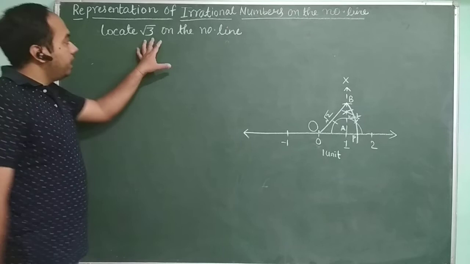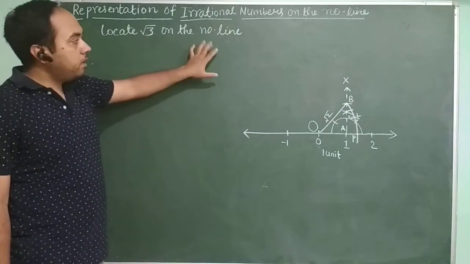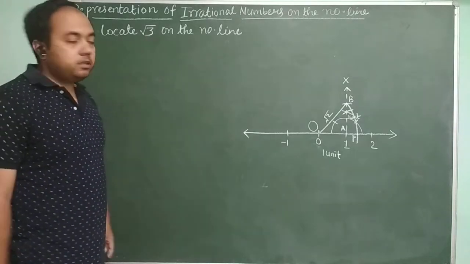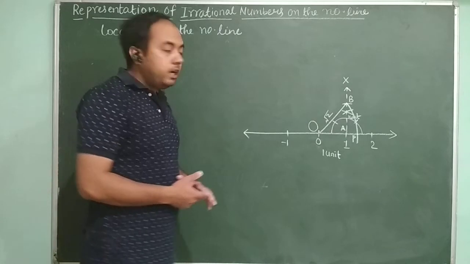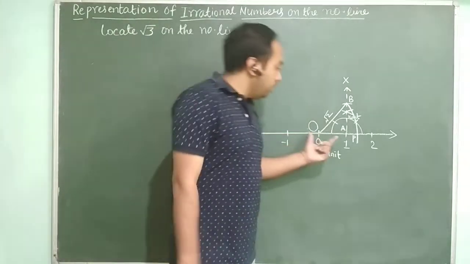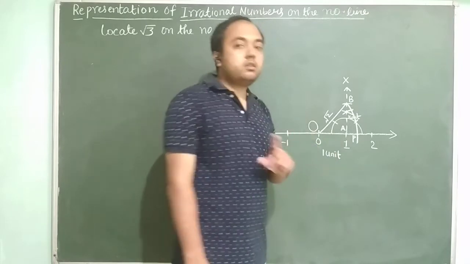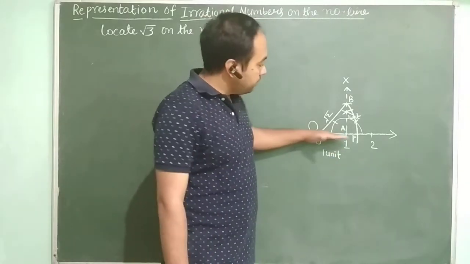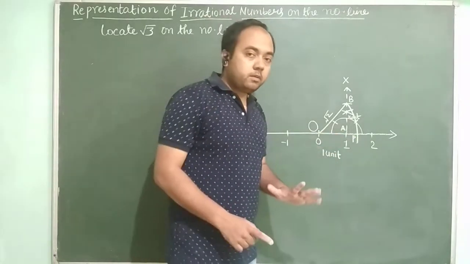Now we are locating under root 3 on the number line by spiral method. If you want to locate under root 3 on the number line by spiral method, first you will locate under root 2. देखो सबसे पहले हमने under root 2 को locate कर दिया है.